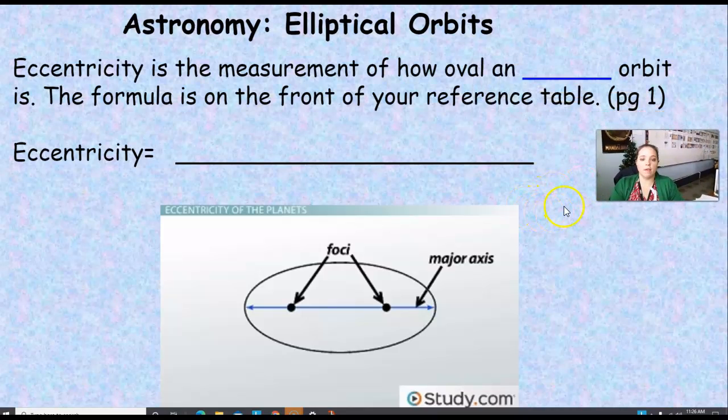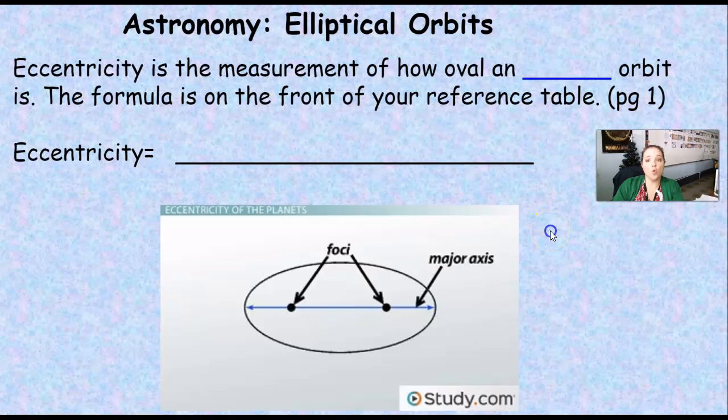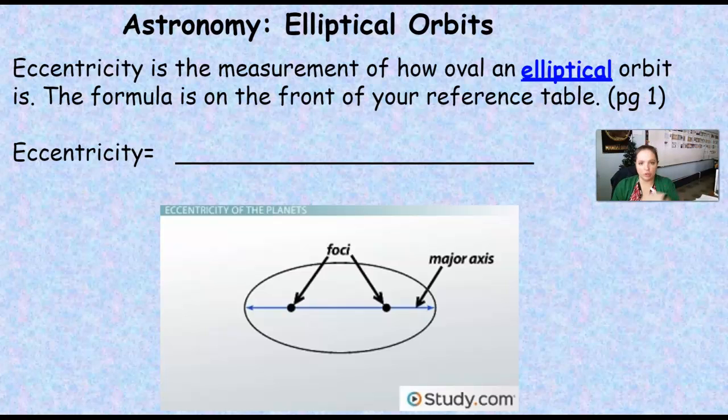Eccentricity, that I have put in bold for you because you've got elliptical and eccentricity, both these things. So elliptical is what shape the orbit is, like how we're going around, and eccentricity is that measurement of how oval an elliptical orbit is. So an elliptical orbit is going around that circular-ish shape, and eccentricity is that number that can tell us what the actual shape looks like.